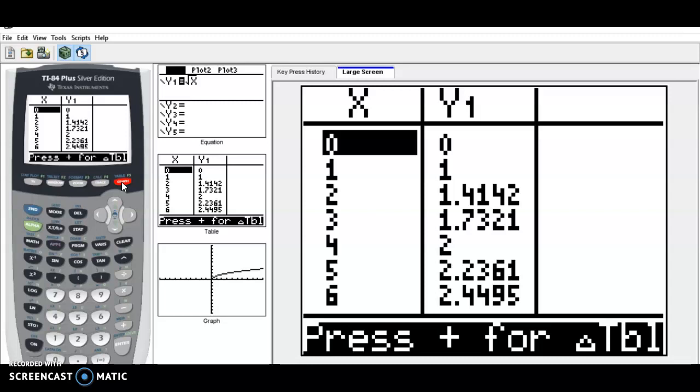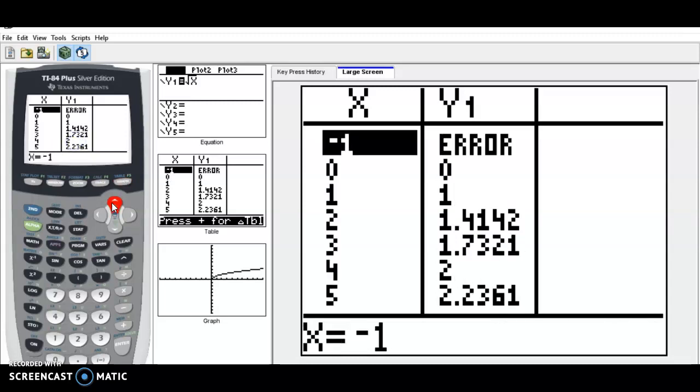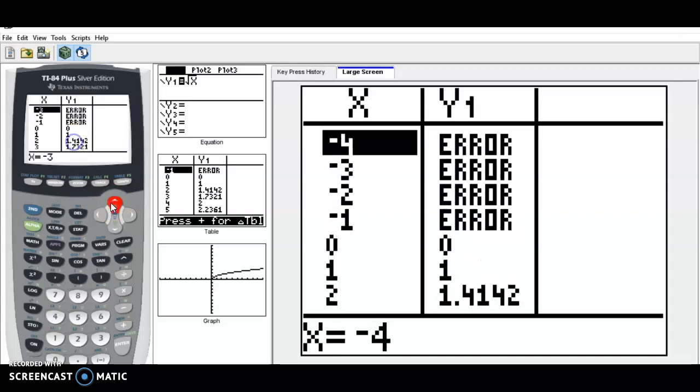And so Andrew asked about a negative number, and look at that. It's an error. And if you look even further back, they're all errors. Because to take the square root of a negative number, it's impossible. There's no way you could get to the square root of -4 if you multiply the same number times itself.